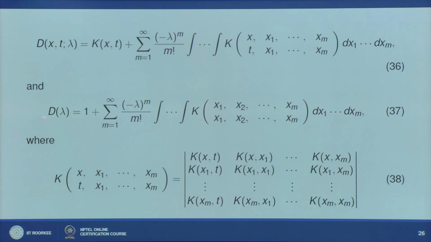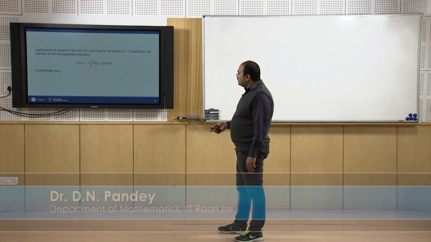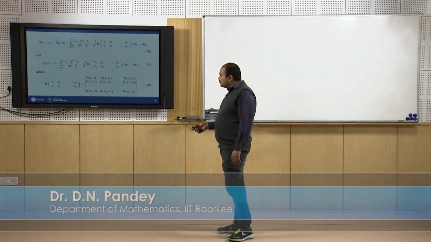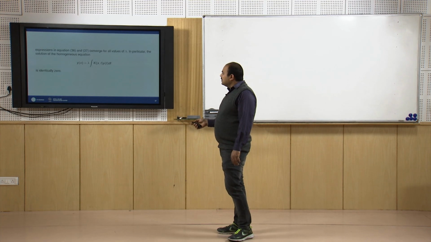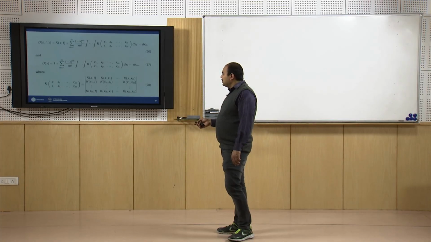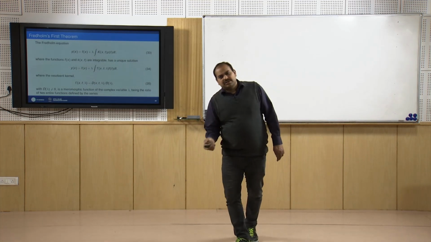So once we are able to find D(lambda) and D(x,t;lambda), your solution can be given by this. If you look here, we have assumed that D(lambda) is non-zero, so the homogeneous Fredholm equation will have only the trivial solution. In the next lecture, we try to find an example where we can apply our theory to find the solution, and also try to prove the uniqueness part, that the solution is a unique solution.